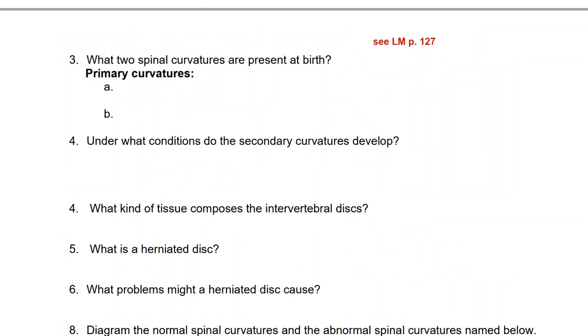Then you kind of move on to look at the spinal column as a whole. Your spinal column has 4 curves in it. And so kind of what are the two curves you have when you're a baby versus what are the secondary curvatures, all from your book.